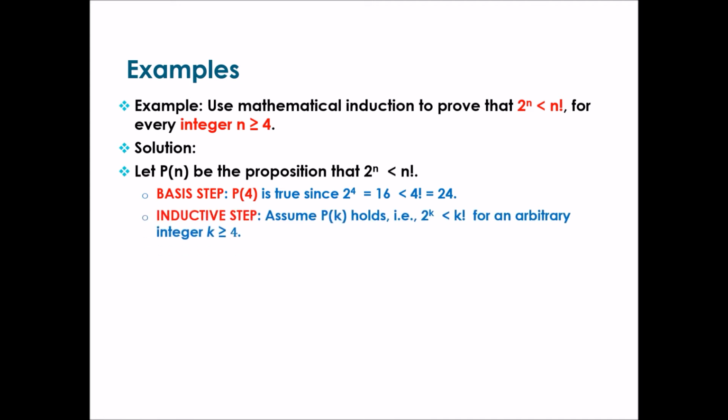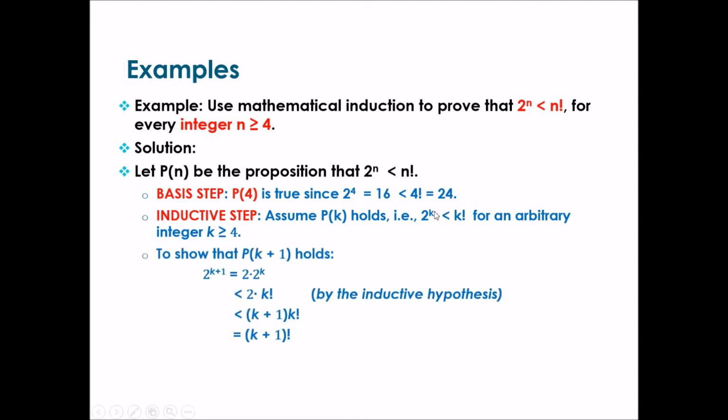Now inductive step. In this step, we'll assume that Pk is true, that is 2 to the power k is less than k factorial for any arbitrary integer k greater or equal to 4, and we'll prove that Pk plus 1 is true whenever Pk is true. So just consider the left hand side of Pk plus 1, that is 2 to the power k plus 1. 2 to the power k plus 1 can be written as 2 into 2 to the power k, and this is less or equal to 2 into k factorial by the hypothesis of induction.